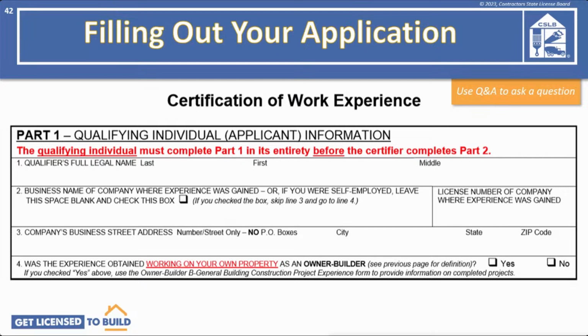If you are applying for a B general construction license and will be using experience obtained while working on your own property, make sure to mark the box in line 4 and complete an owner-builder construction project experience form that we will discuss later. Part 2 will be filled out by the certifier.